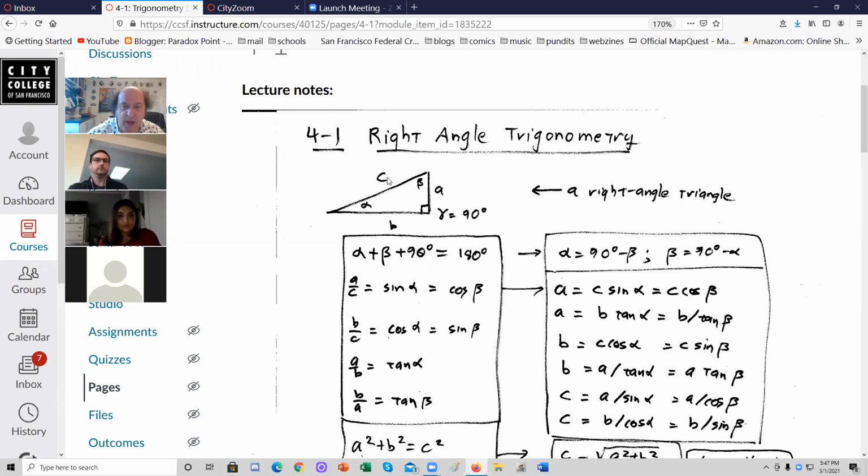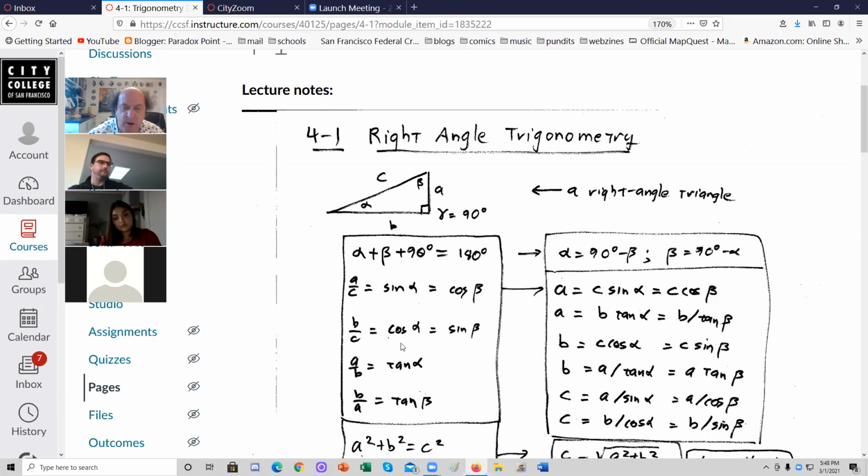A over C is sine alpha, and it also equals cosine beta. Therefore, by doing some transposing, A equals C sine alpha and C cosine beta. A over B equals tan alpha, so A equals B tan alpha. And it's also B over tan beta from here.